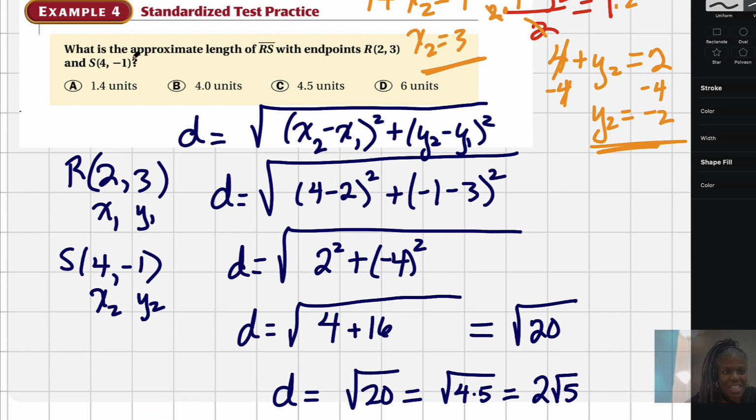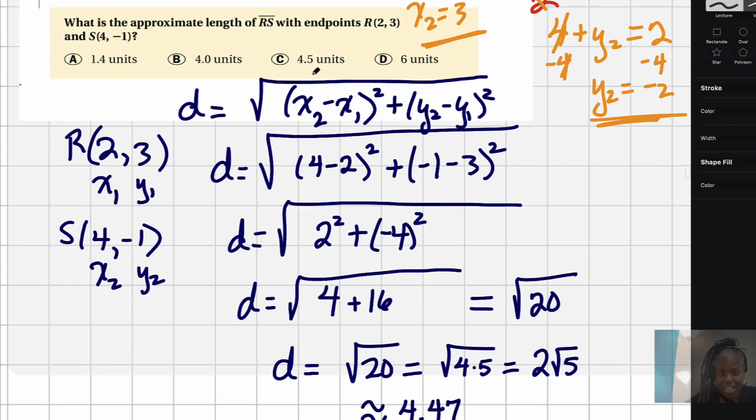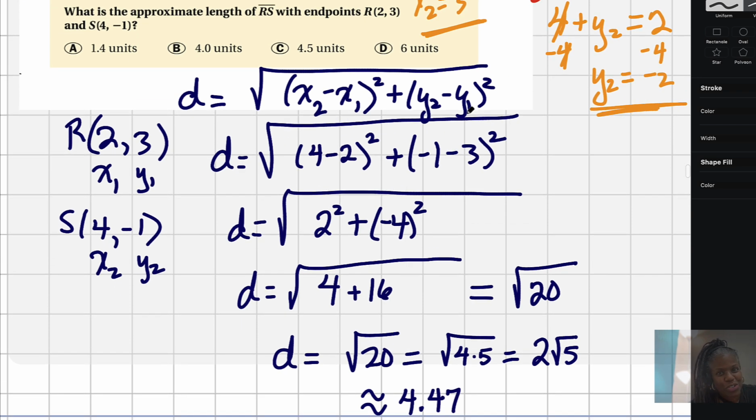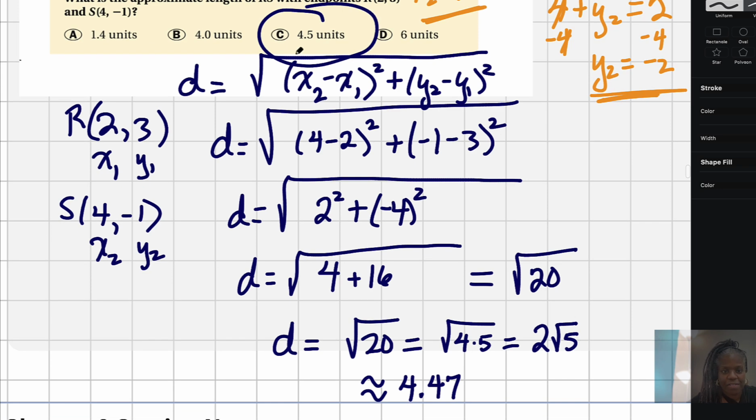Now they asked us, what is the approximate length? So if we're taking a standardized test and the answer choice is there, which one's the best answer choice? My hope is that you guys would choose C, 4.5.